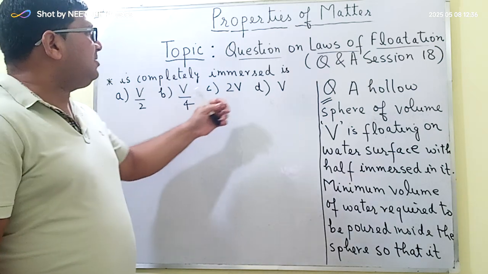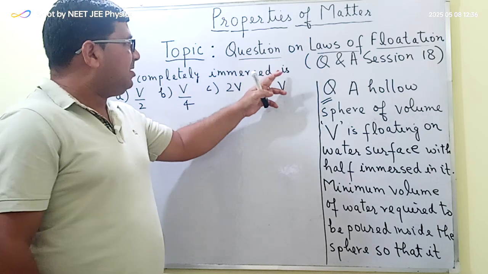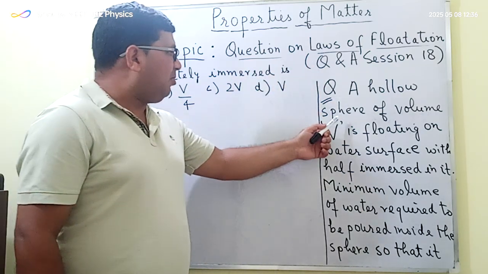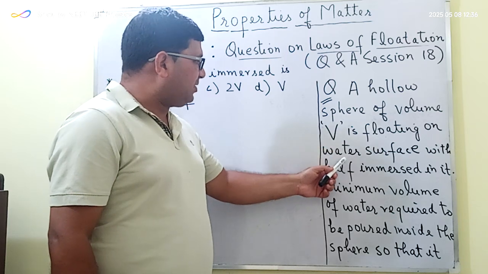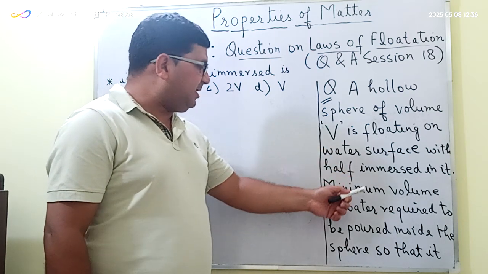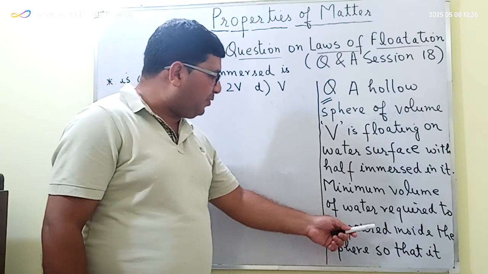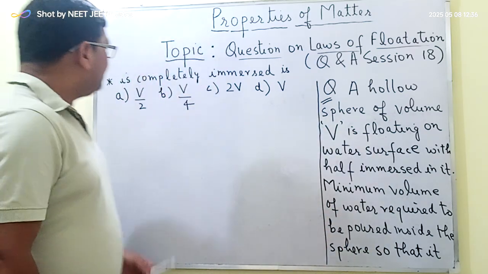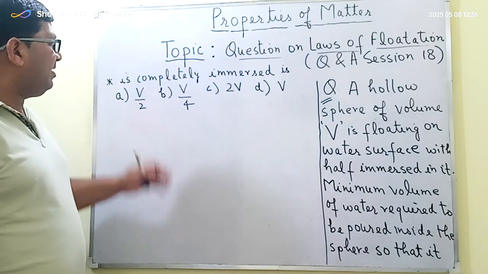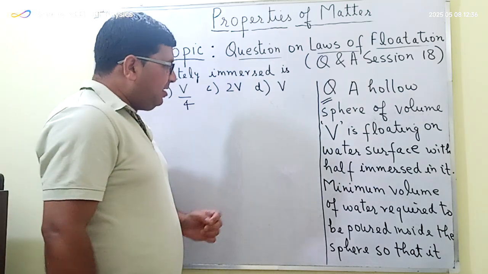The topic is the laws of flotation, and today I have taken one question which is based on this topic. The question is: a hollow sphere of volume V is floating on the water surface with half immersed in it. The minimum volume of water required to be poured inside the sphere so that it is completely immersed is. We have been given four options and we have to find the correct option.